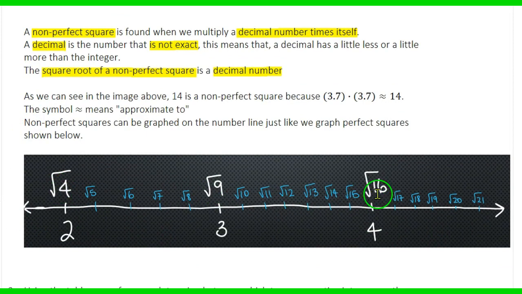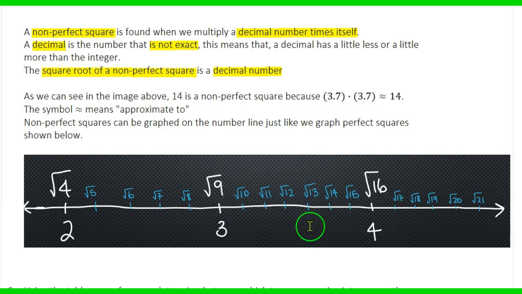4, 9, and 16 are perfect squares, and when we write the square root of 4, the square root of 9, and the square root of 16, we will have integers 2, 3, and 4. The ones in blue are the non-perfect squares. Let's use the square root of 7 as an example. The square root of 7 will lie about here, which is more than 2 and less than 3. The square root of 13 lies about here, which is more than 3 and less than 4.